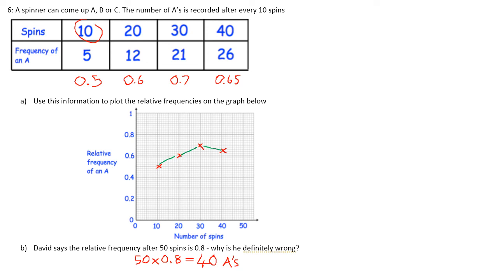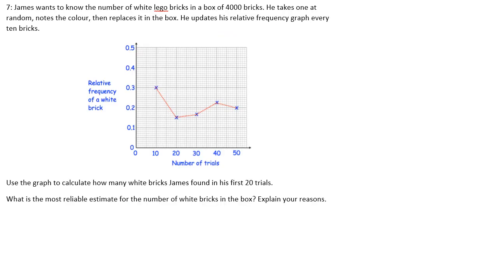But if we look at it, after 40 spins, we only had 26 A's. We're not going to be able to get to 50 and get that up to 40 because it would mean spinning an A more times than we've actually done spins. Okay, lastly we have James's adventures with Lego bricks. Have a go first. And we're back.